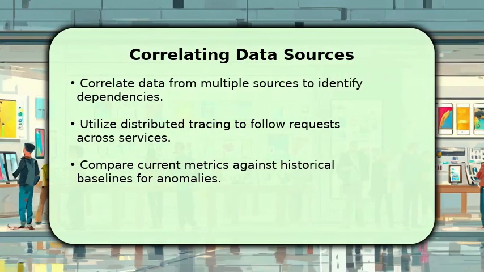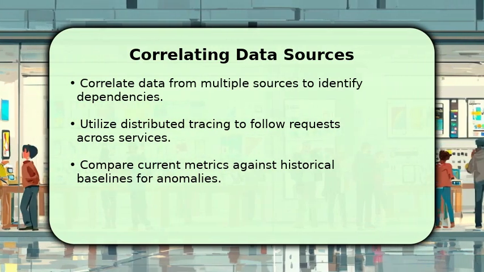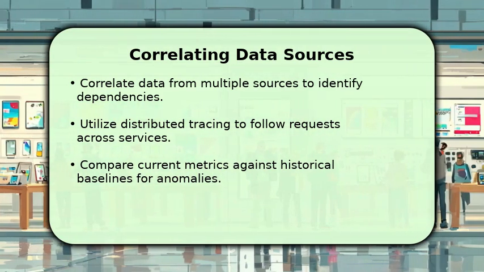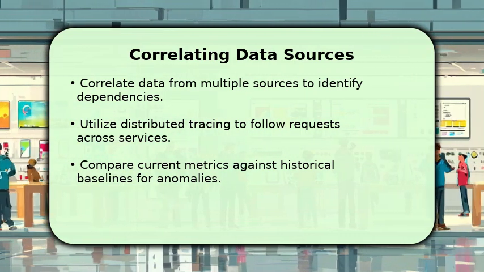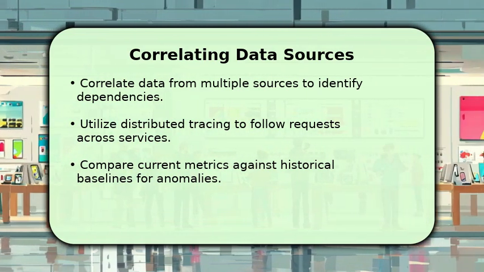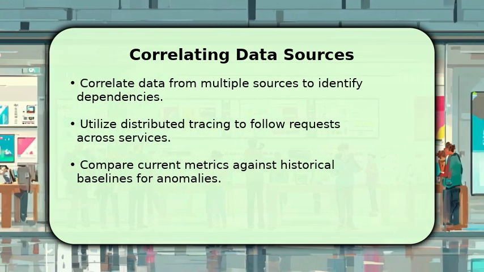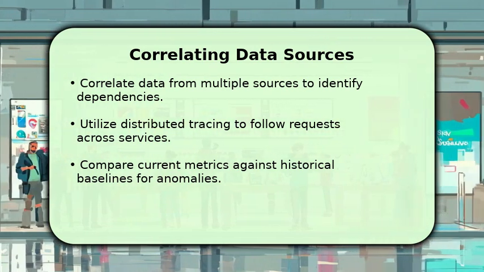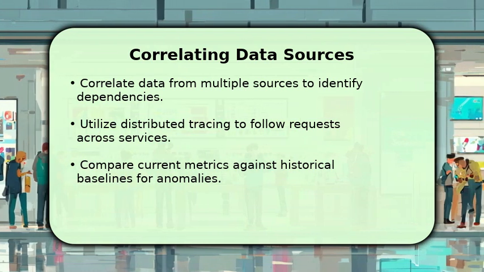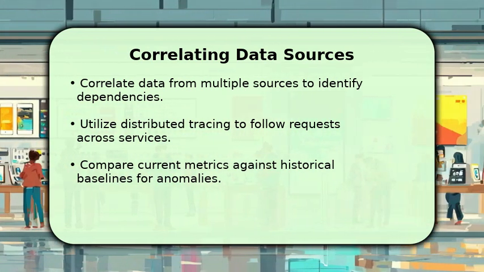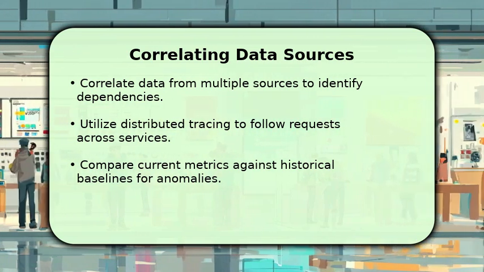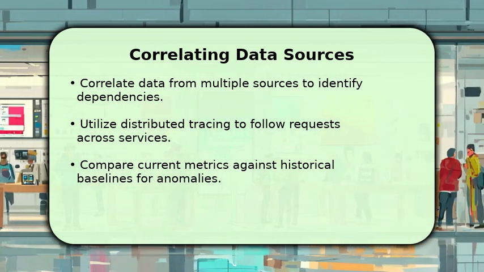Once you have initial data, it's time to correlate information from various sources. Don't just look at one graph, connect the dots between different services and their metrics. Distributed tracing is invaluable here, allowing you to follow a single request's journey and pinpoint where it failed. Always compare current performance against historical baselines to quickly identify significant deviations, which often indicate the problem's origin.